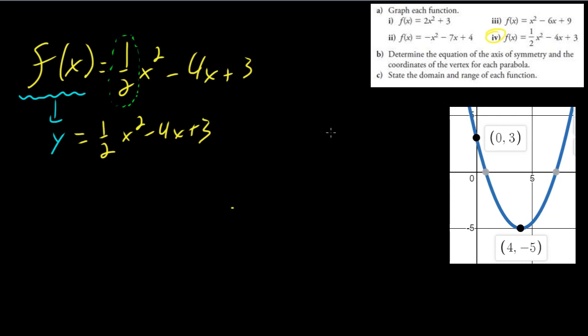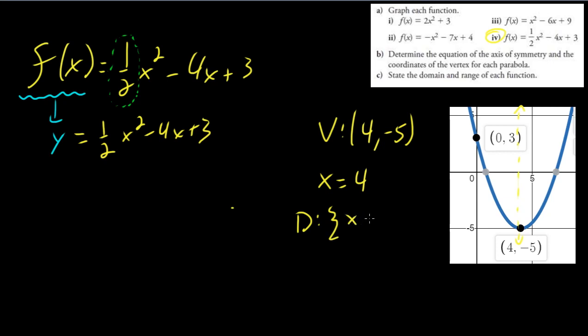Axis of symmetry and the coordinates of the vertex. Well, we know the vertex here is at (4, -5), which means there should be an axis of symmetry that goes up and down vertically from it. So our axis of symmetry would have the equation x equals 4. That's always what we do for that. Domain should be like a broken record by now. We're just going to say that this is the real numbers.